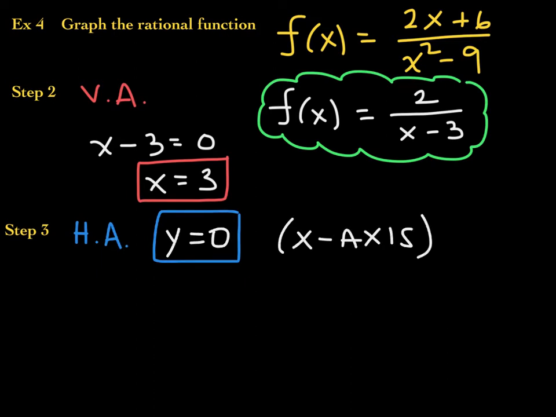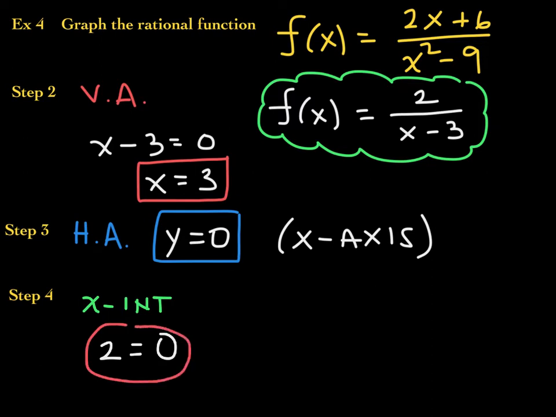Okay, let's find our intercepts. To find the x-intercepts, what we should do is take our numerator, which is just 2, and set it equal to 0 and solve. But 2 equal to 0 is a statement that does not make sense. This is not defined. 2 is not 0. 2 is not equivalent to 0. This is a contradiction. What that means is you do not have any x-intercepts.